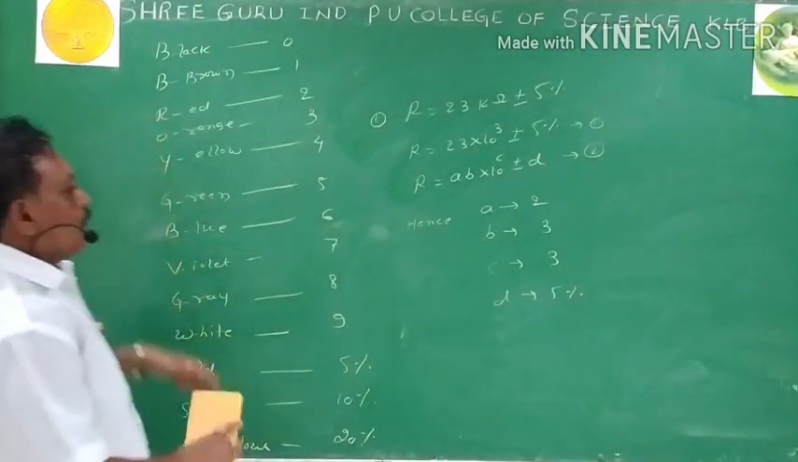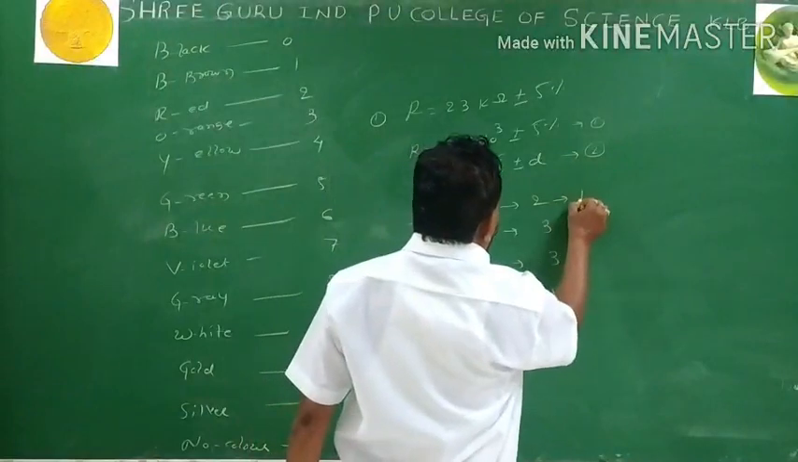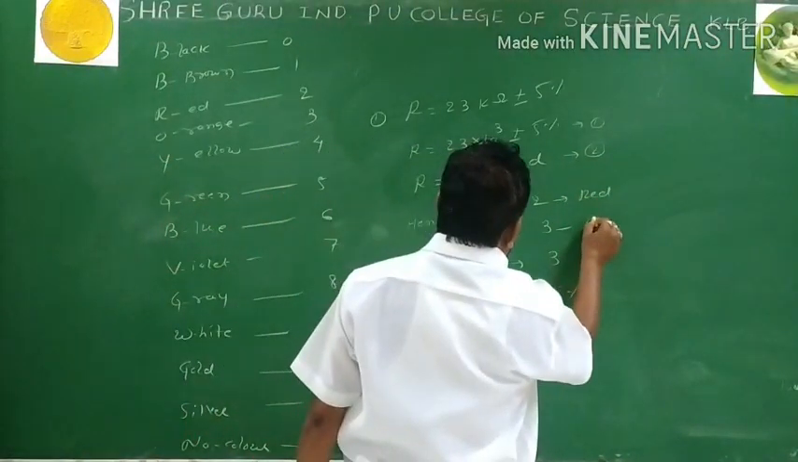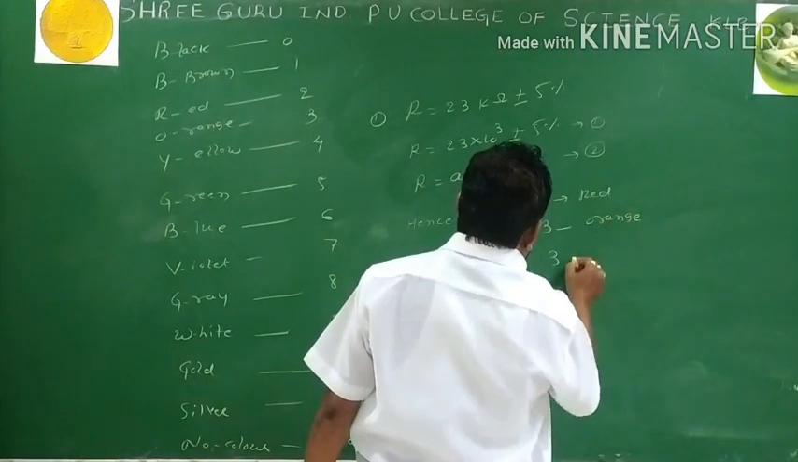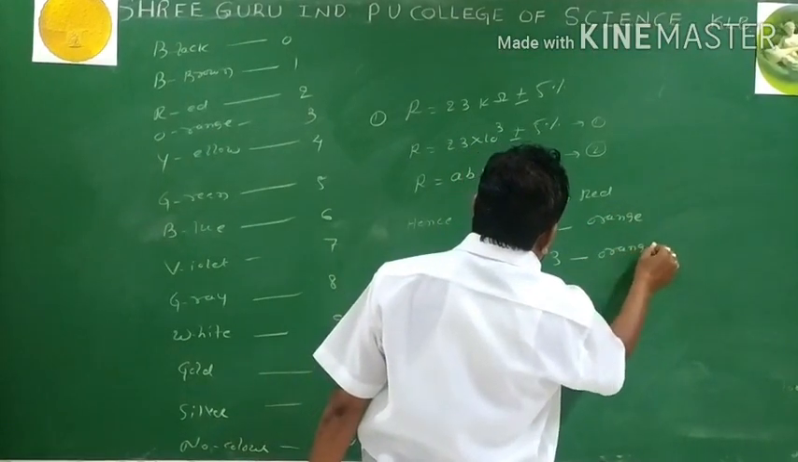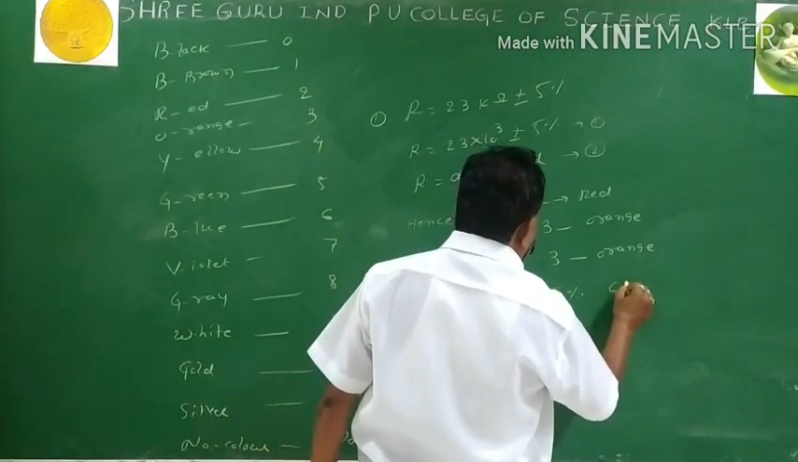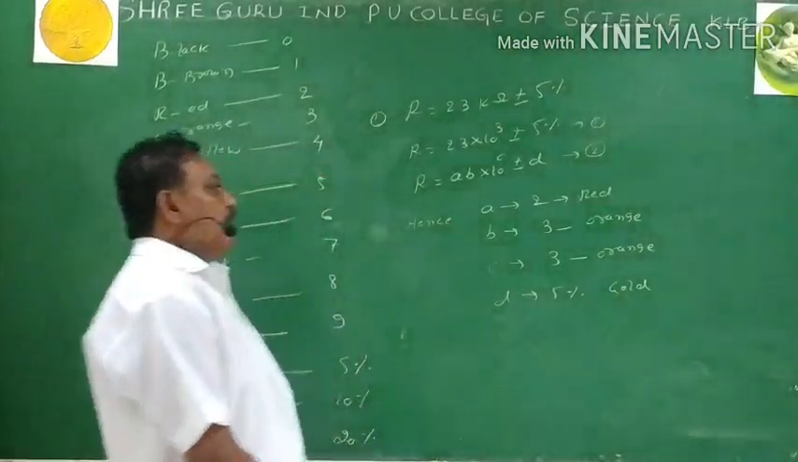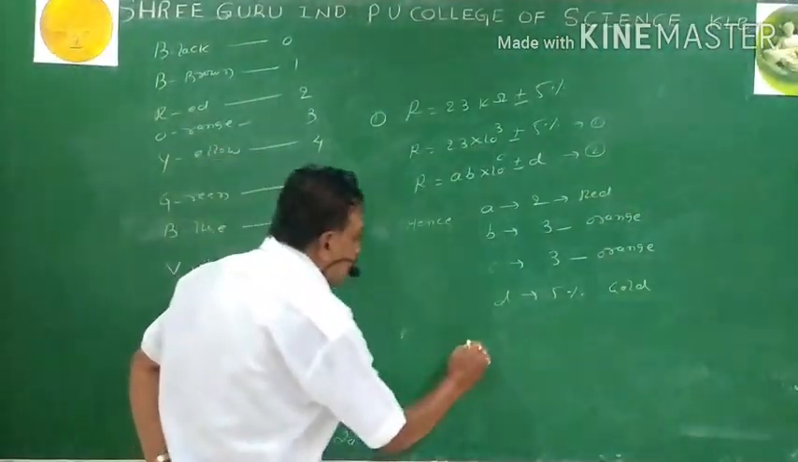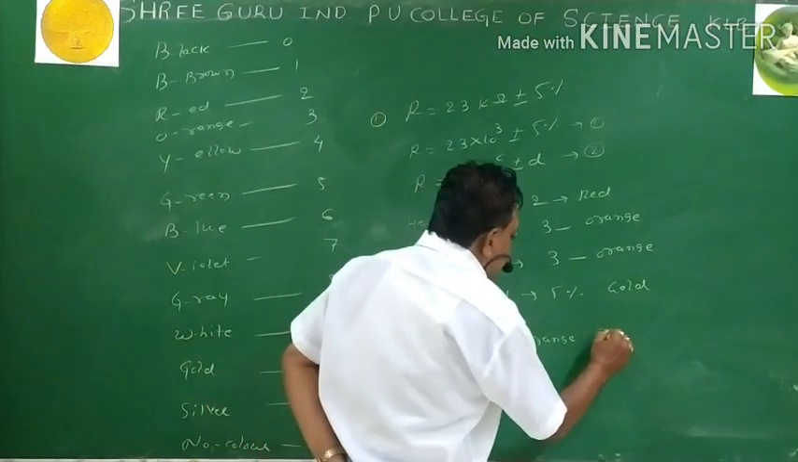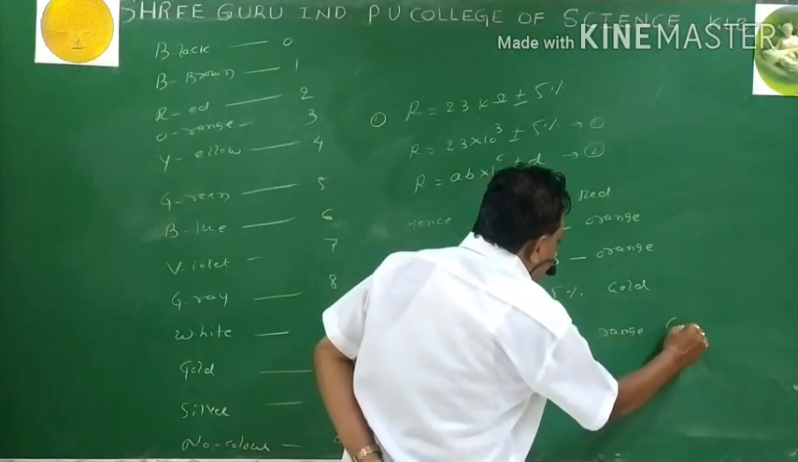2 belongs to red. 3 belongs to orange. 3 belongs to orange. And this is nothing but gold. What is the color sequence? The color sequence of the resistor is red, orange, orange, and gold.